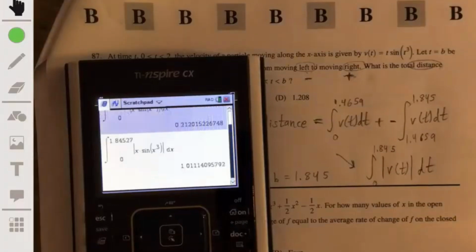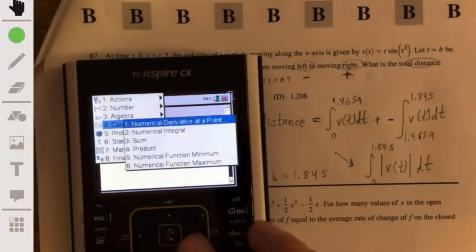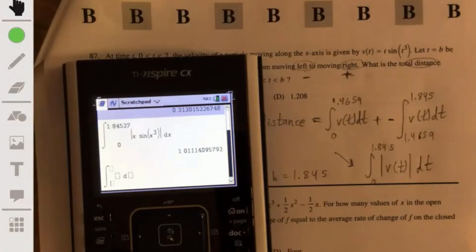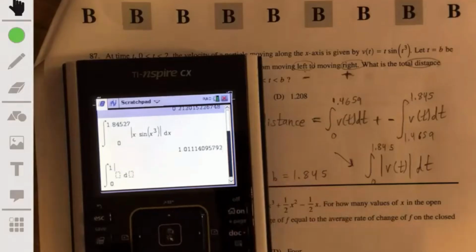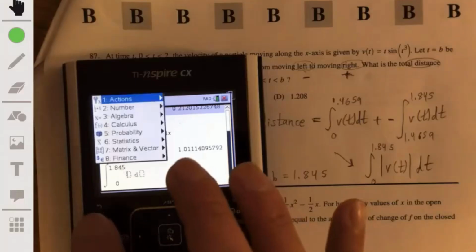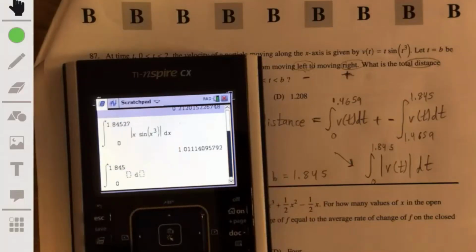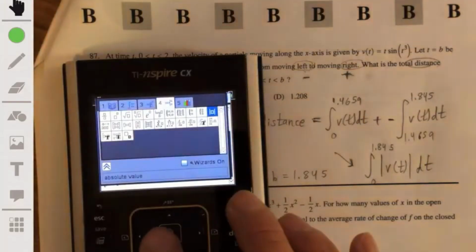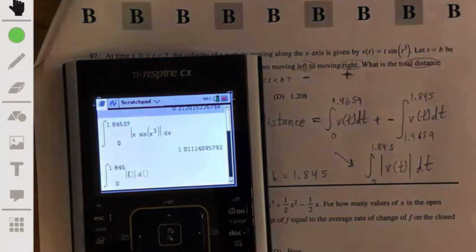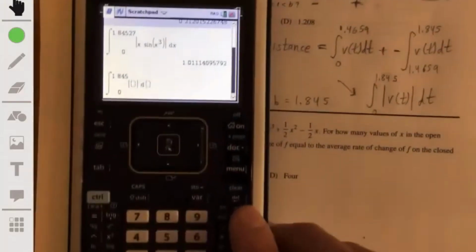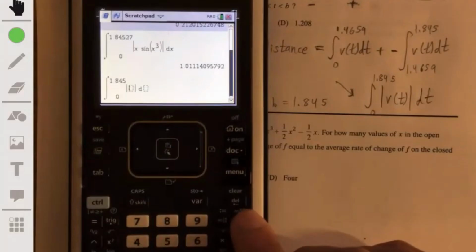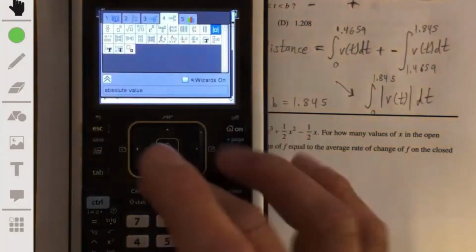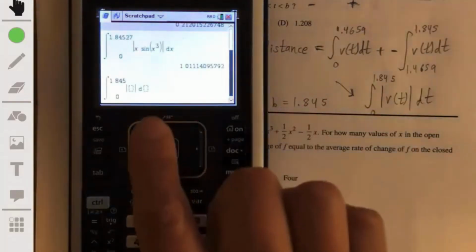We go to our calculus screen, numerical integral. We're going to go from 0 to 1.845, and we're going to put this in absolute value symbols. To get that, you press this dictionary encyclopedia book thing. Press that and you'll have all sorts of symbols. And then here I'm going to enter my function.